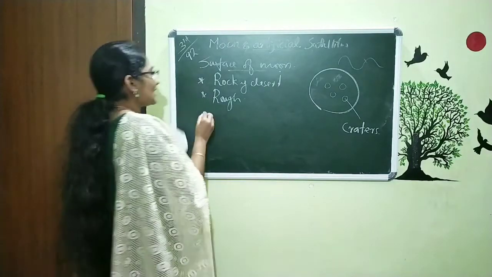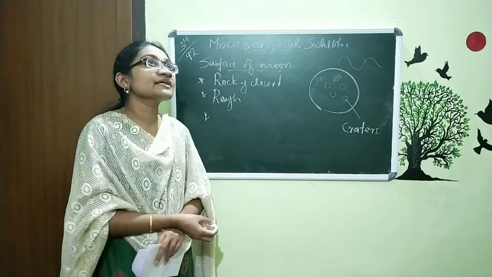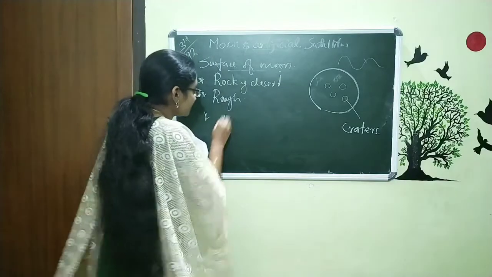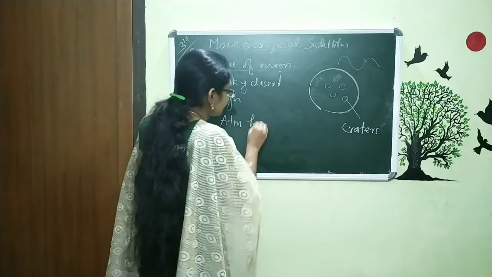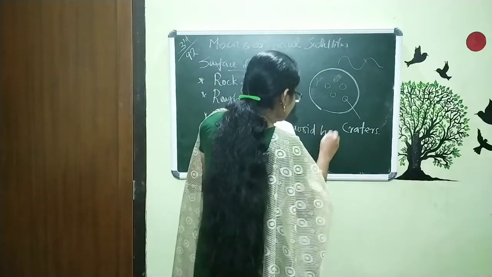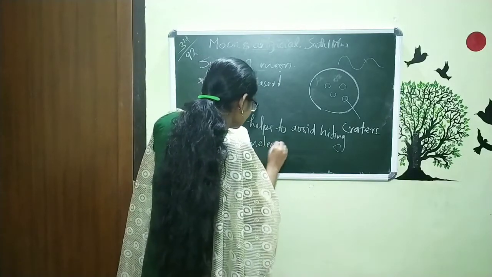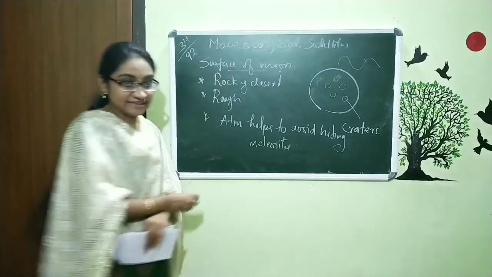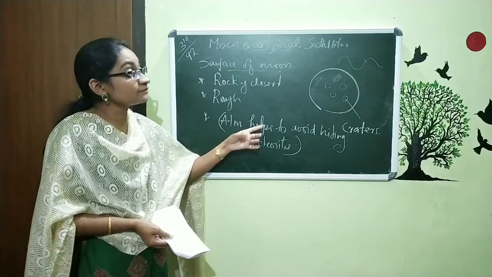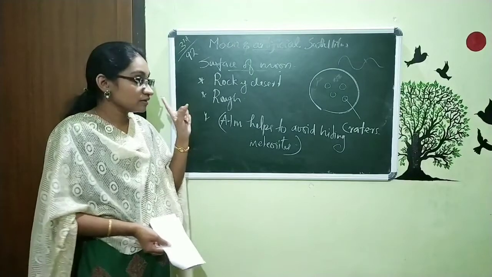And the next thing is, how do these craters come on the surface of the moon? Actually, when we studied about the atmosphere, we studied that the atmosphere helps to avoid hitting meteorites. This we studied in our previous chapter. That means the atmosphere helps to avoid meteorites hitting the surface of Earth. That we studied in the previous session.